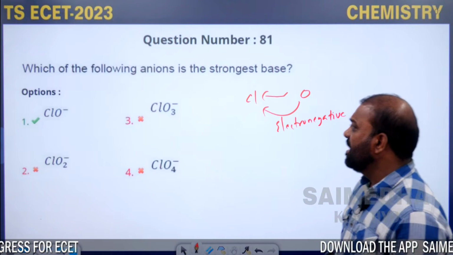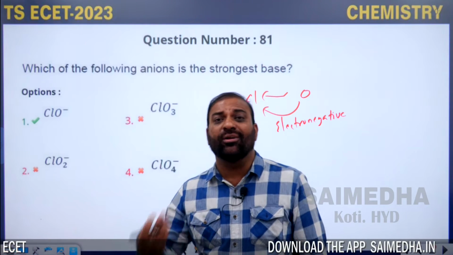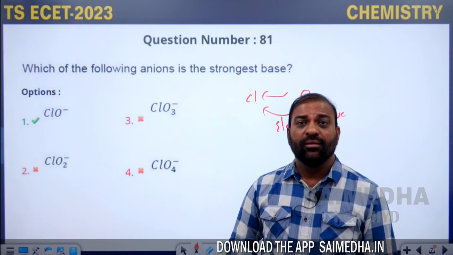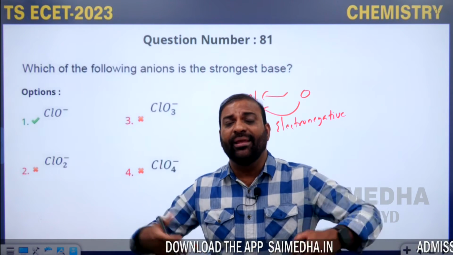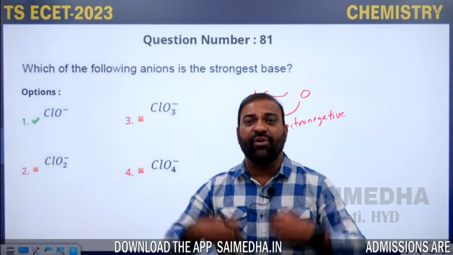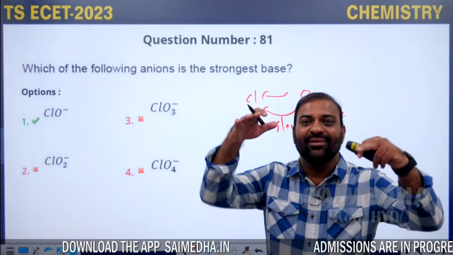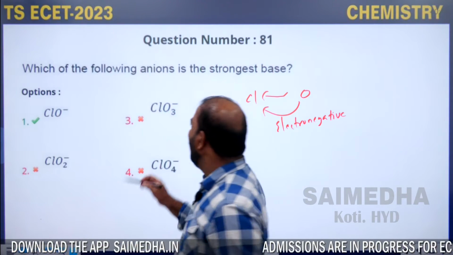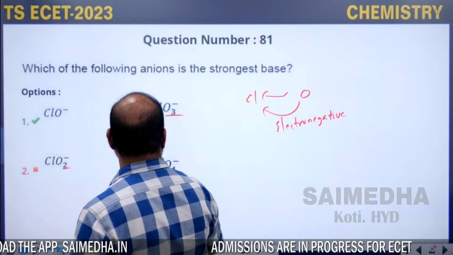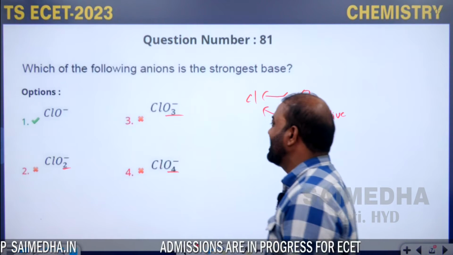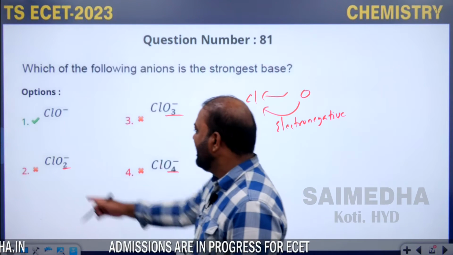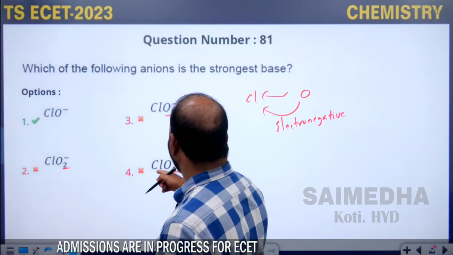Right here, what is happening? If the number of oxygen atoms increases, the positive charge on chlorine will increase, so the tendency of accepting a proton decreases, so the base nature decreases. As the number of oxygen atoms is more, the tendency of accepting a proton is less in ClO2 minus, ClO3 minus, ClO4 minus here.